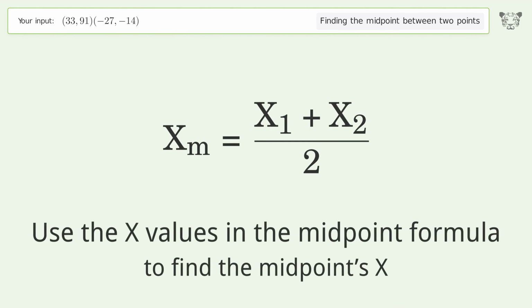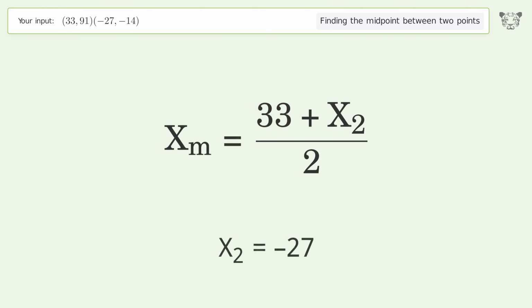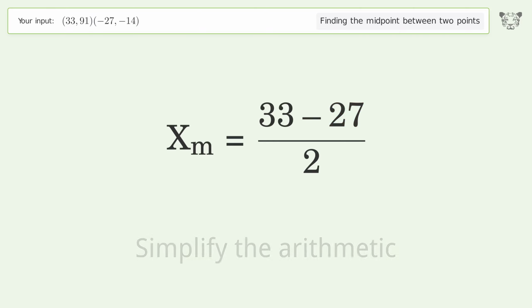Use the x values in the midpoint formula to find the midpoint's x. x1 equals 33. x2 equals negative 27. Simplify the arithmetic.